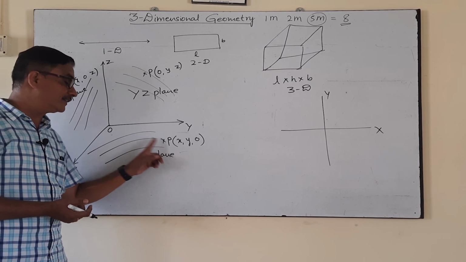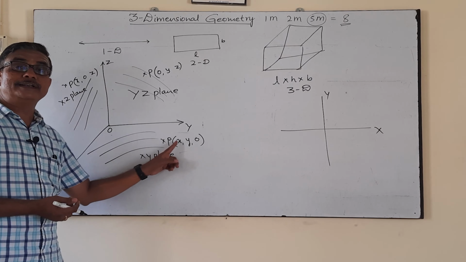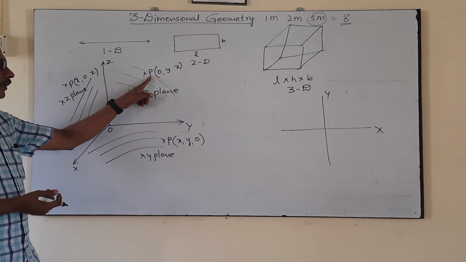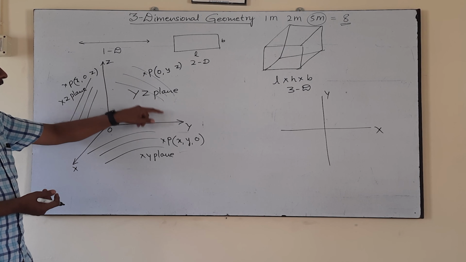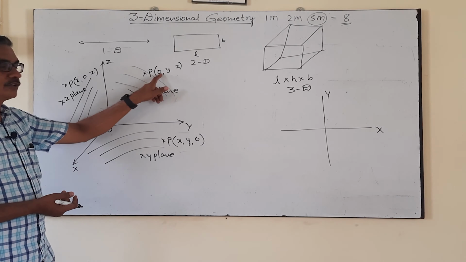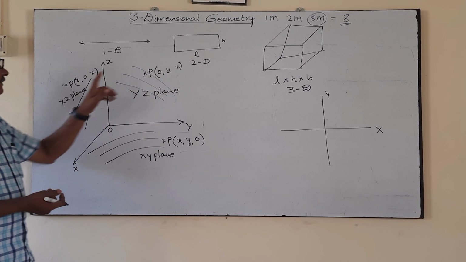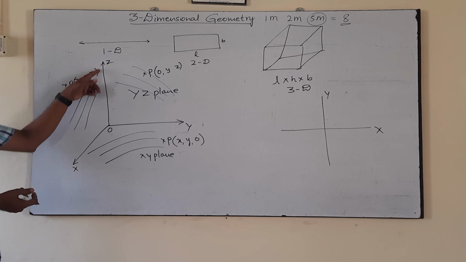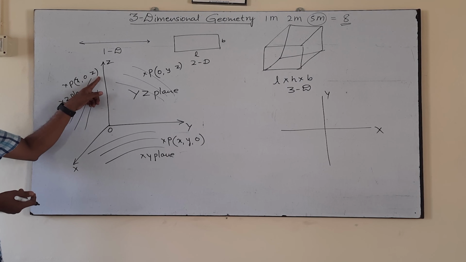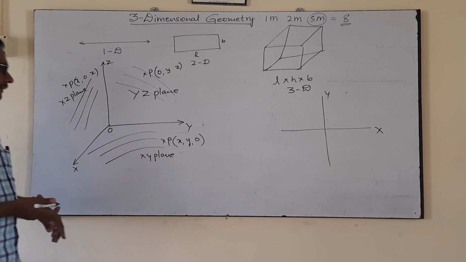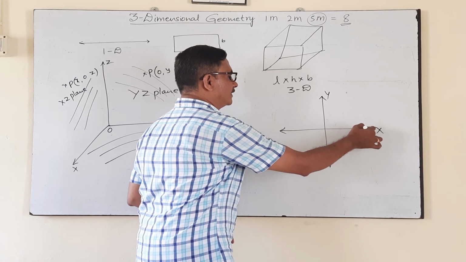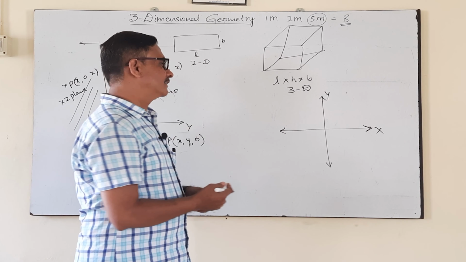Suppose the point P lies on the xy plane, then the coordinates of point P are x, y, 0. Whereas suppose the point P lies on the yz plane, there is no x value, so the x coordinate is 0, y, z. Suppose the point P lies on the xz plane, there is no y value, so the coordinates of point P are x, 0, z. Remember.